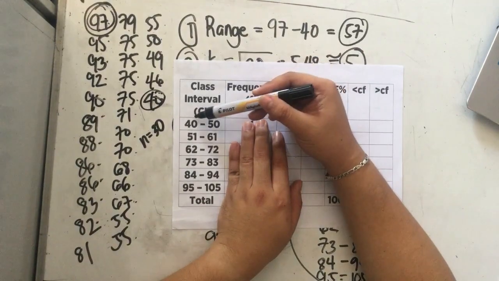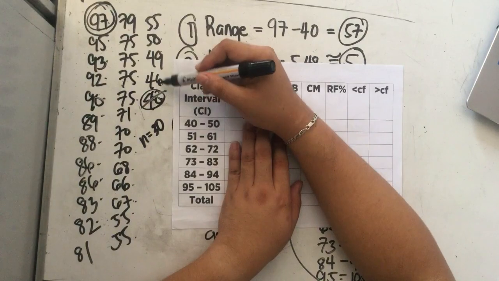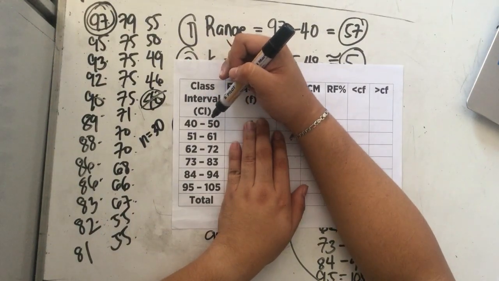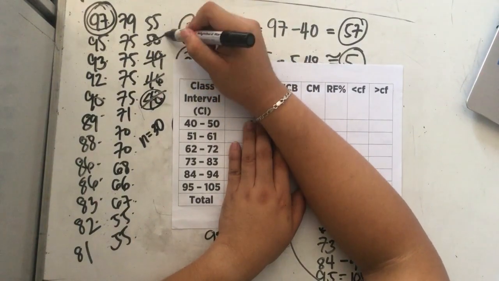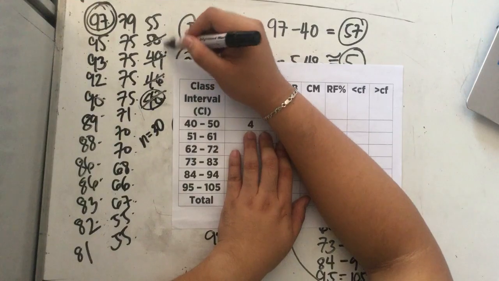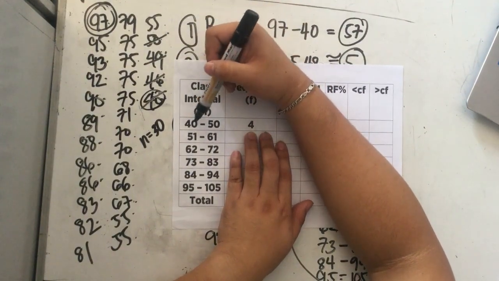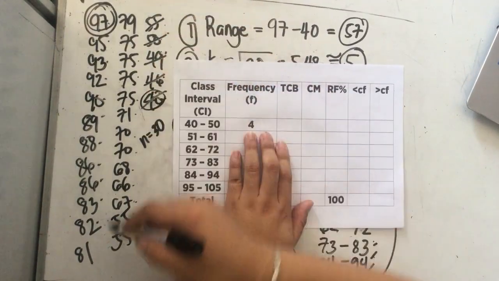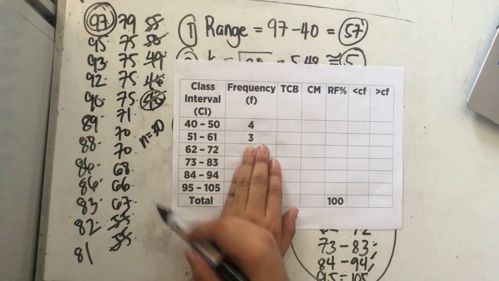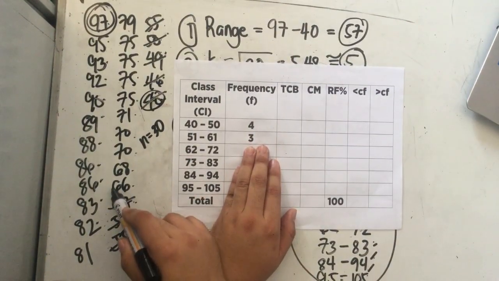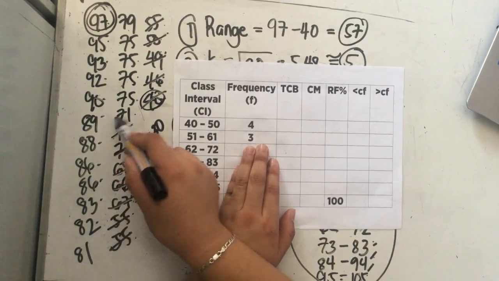So first we have 40 to 50. So 40, kasama to. So 46 ay nandun pa rin sa ating 40 to 50 na class interval. So 1, 2, 3, 4. We have 4. Okay? Dahil apat lang yung nakapasok na data doon sa ating interval. Next, we have 51 to 61. So 55, 55, 51, 57 din nakasama. So 1, 2, 3. We have 3. Then we have 62 to 72: 67, 66, 68. So 1, 2, 3, 4, 5, 6.